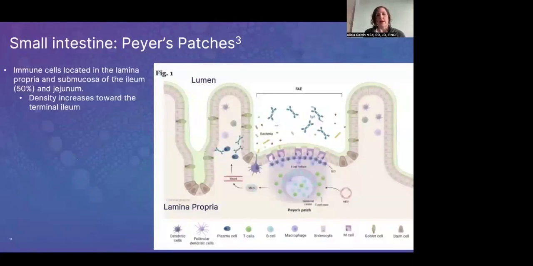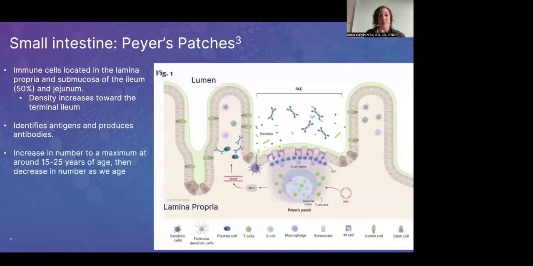So let's discuss Peyer's patches. These are immune cells in the lamina propria. So we have the lumen, we have the epithelium. This is part of the mucosa, and the lamina propria is just the section that's right underneath the intestinal epithelium. And these help to identify antigens and produce various antibodies.